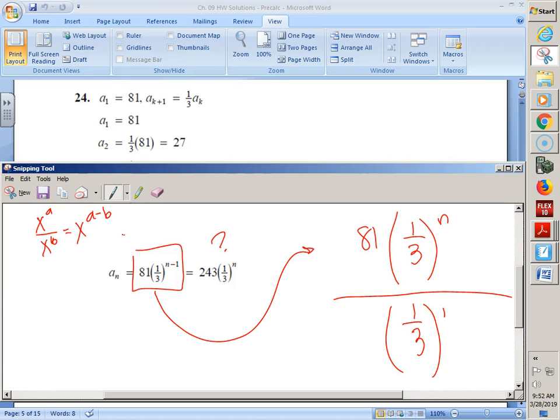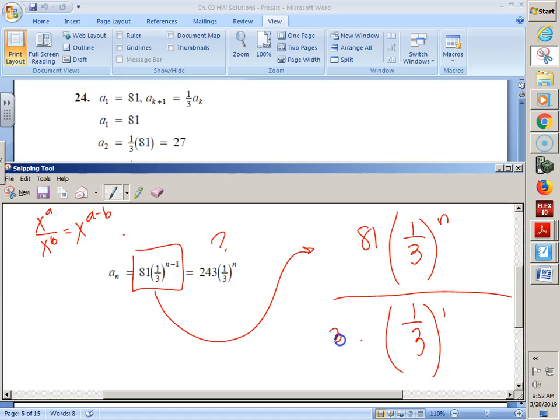So the same way, focus, tricky, tricky. The same way you can go from here to a subtraction in the exponents, you can go from a subtraction in the exponents to the division. And why was that important? Well, we're kind of getting n by itself. We're getting a term that just has the n, so that's the 1/3 to the n. But what do we do with 81 over 1/3? How do you divide by a fraction?